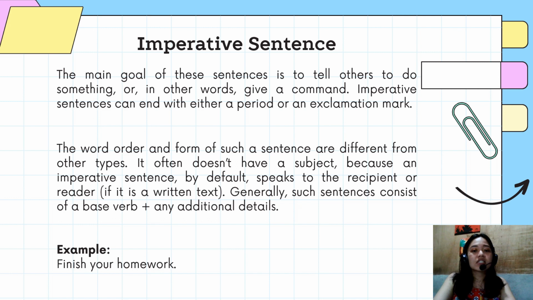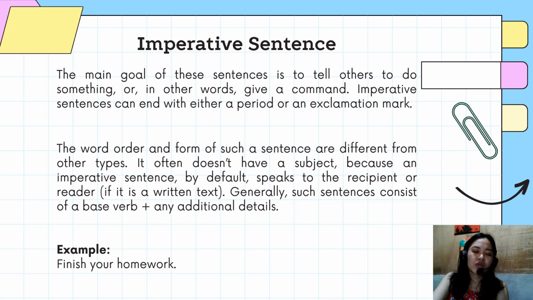It often doesn't have a subject because an imperative sentence by default speaks to the recipient, or reader if it is a written text. Generally, such sentences consist of a base verb plus any additional details. So let us have our example.